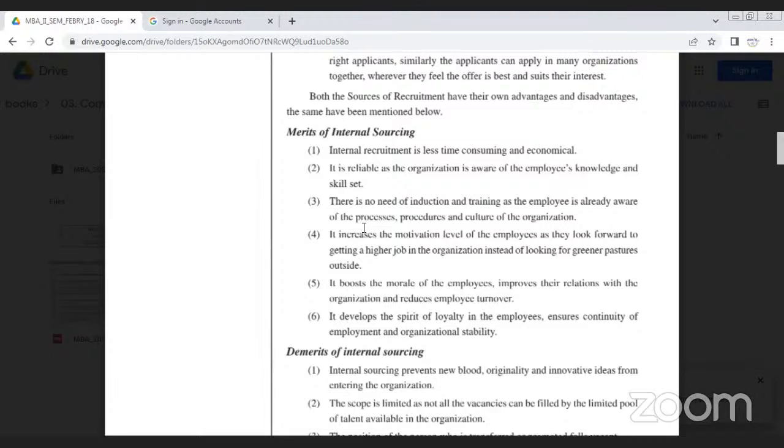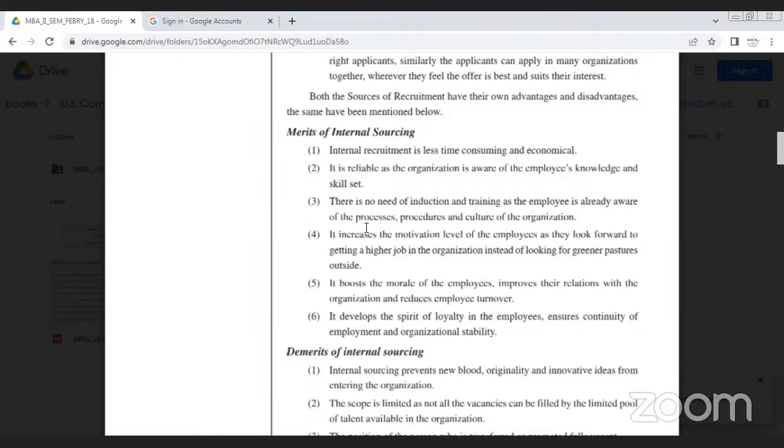Second merit, it is reliable as the organization is aware of the employees' knowledge and skill set. Third, there is no need of induction and training as the employee is already aware of the processes, procedures, and culture of the organization.